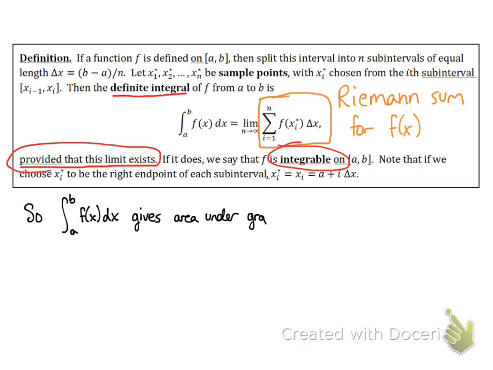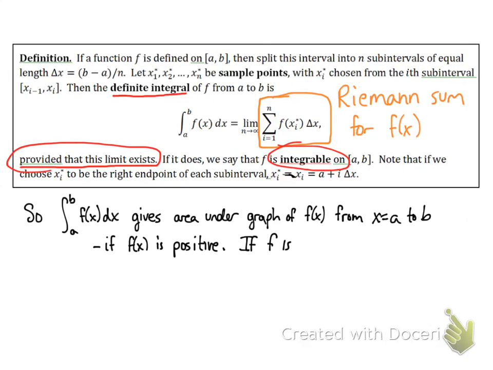So, to summarize, this thing, the definite integral, gives us the area under the graph of the function from x equals a to b. Now that assumes that the function is positive. In all the pictures I've drawn so far, f of x has been positive. It's been above the x-axis.